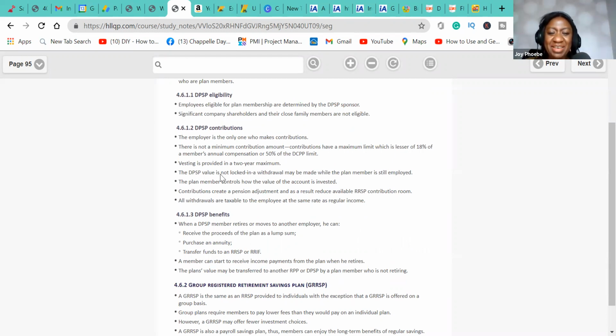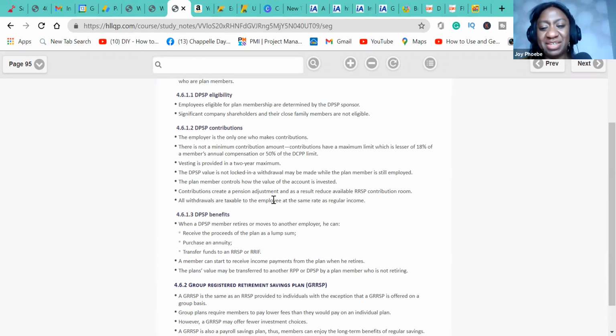Vesting is provided in a 2-year maximum. Okay, the defined profit sharing plan value is not locked in. A withdrawal may be made while the plan member is still employed. See, this one is not locked in like the retirement plan kind of thing.